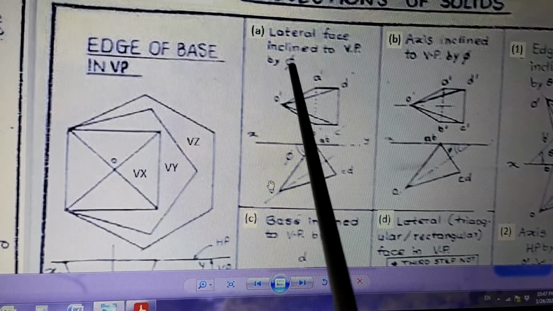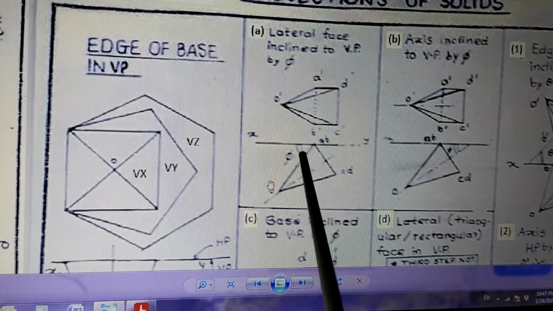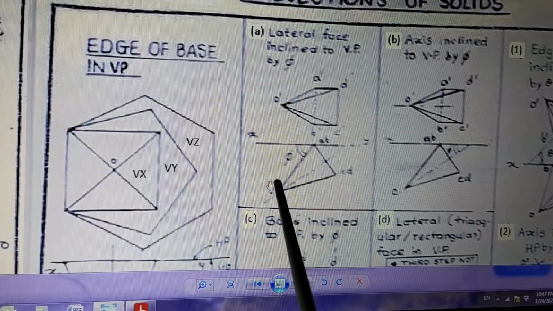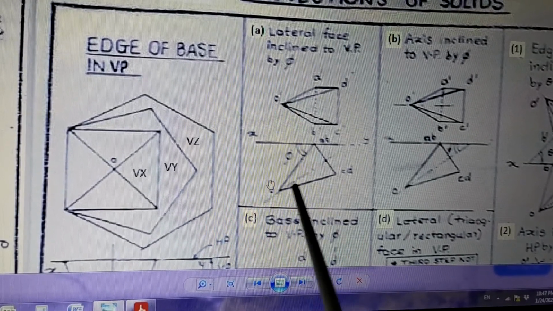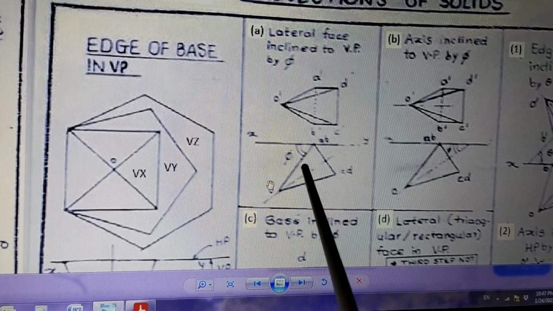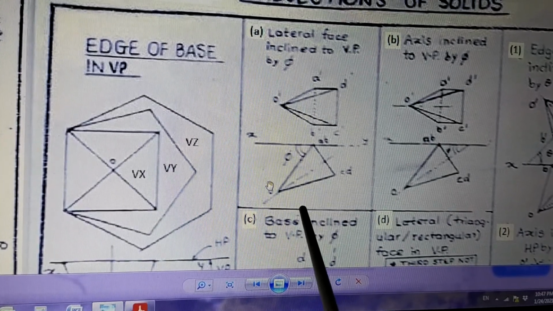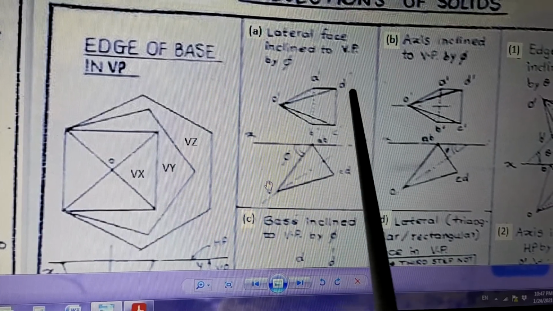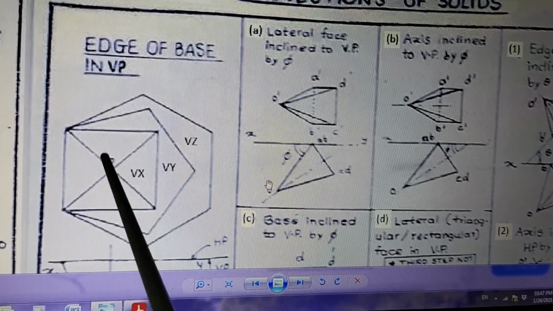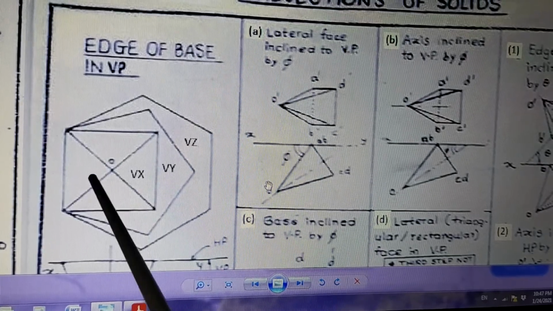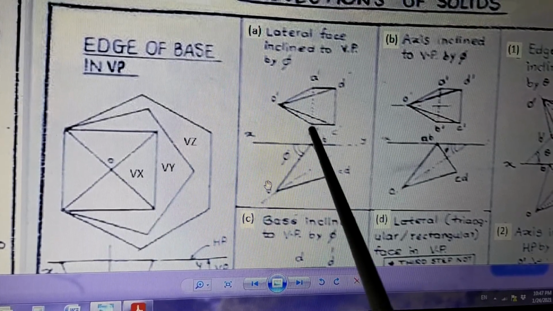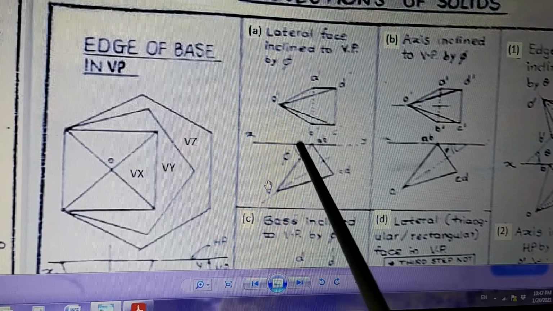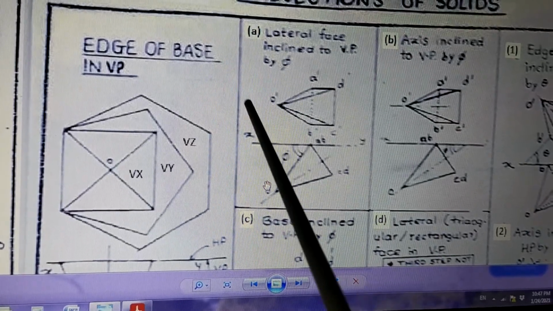So it is inclined to VP by phi. This is the way the lateral face is inclined to VP by phi. New position in the top view, and when you see this new position in the top view from the front, that means in this direction, what you see is drawn here. So this view is projected by drawing the projector lines, and by taking the reference of the points from both sides, we draw this figure.